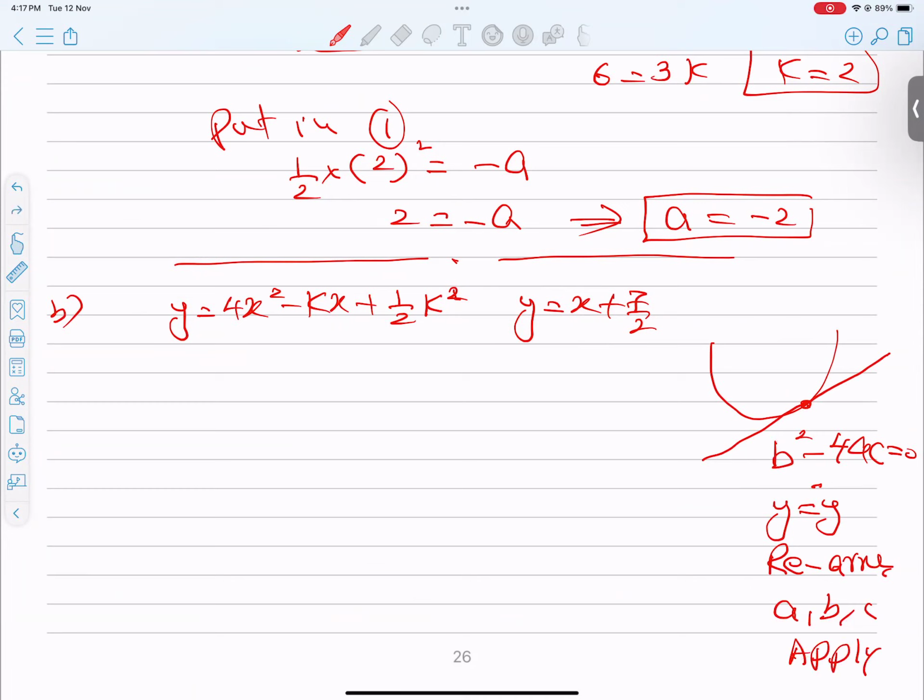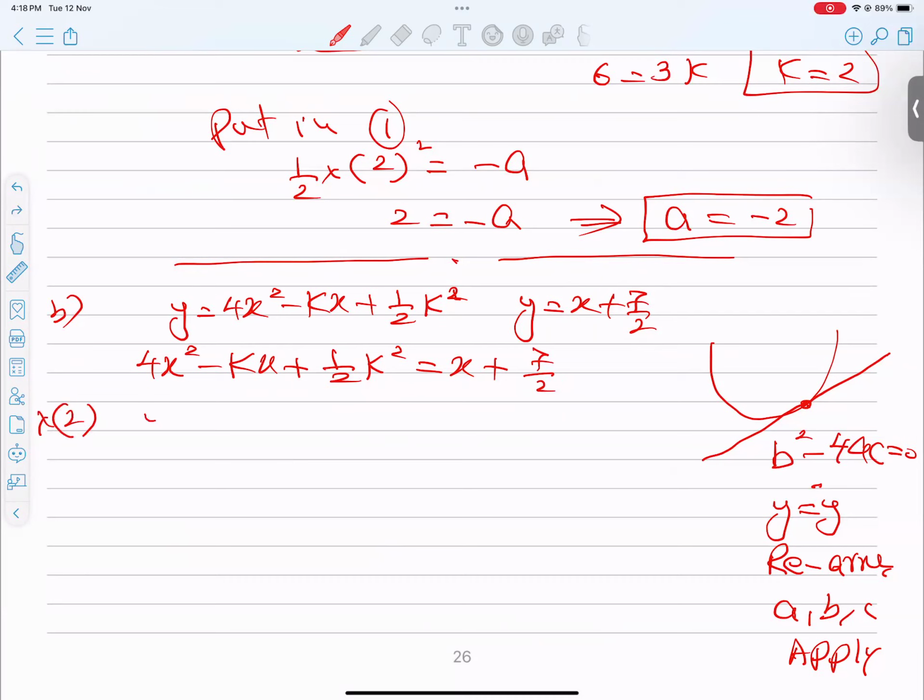So let's start. Step number 1, this equal to this. So I'm writing now 4x squared minus kx plus half k square equals x plus 7/2. Because you see this 2 is disturbing to us. Multiply by 2 throughout.